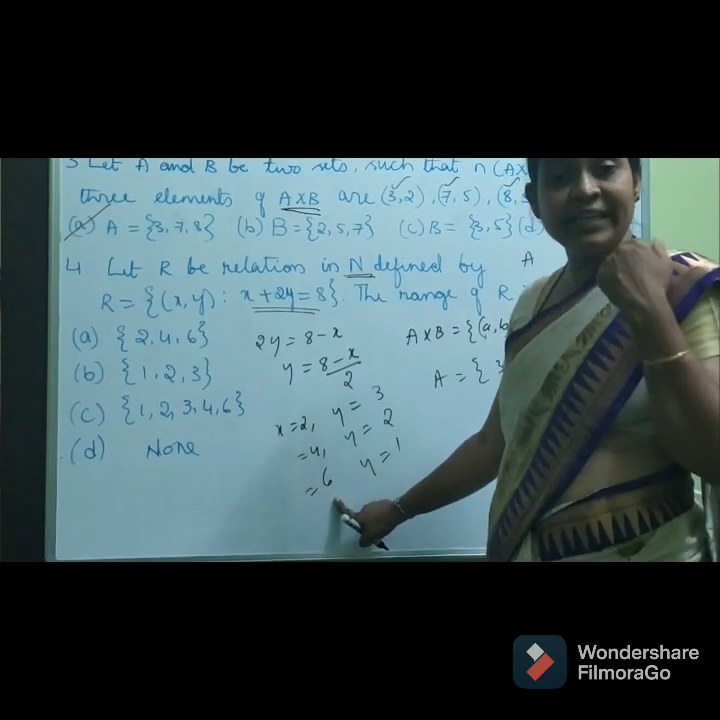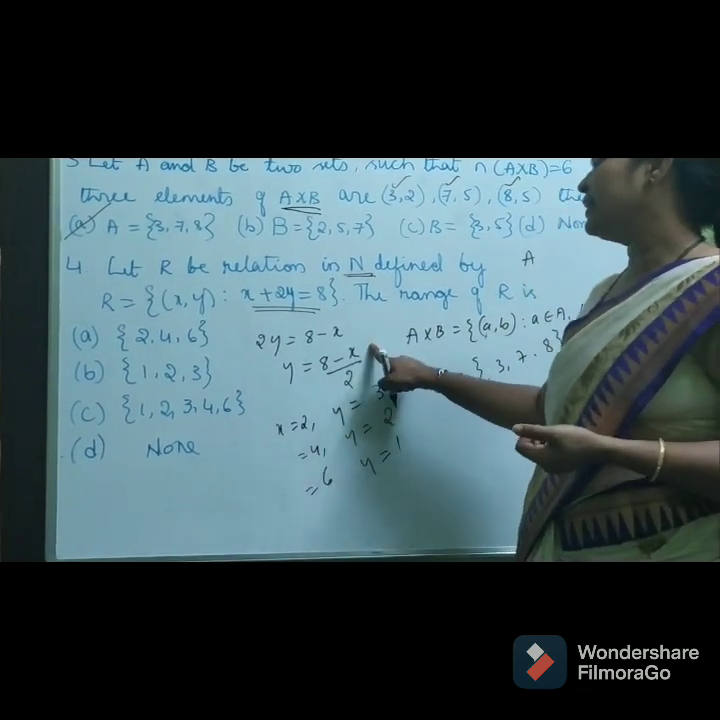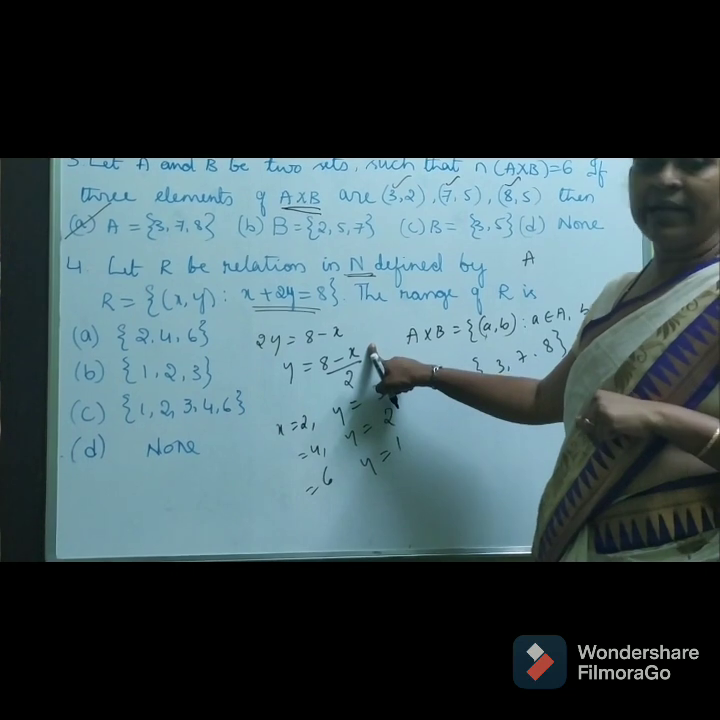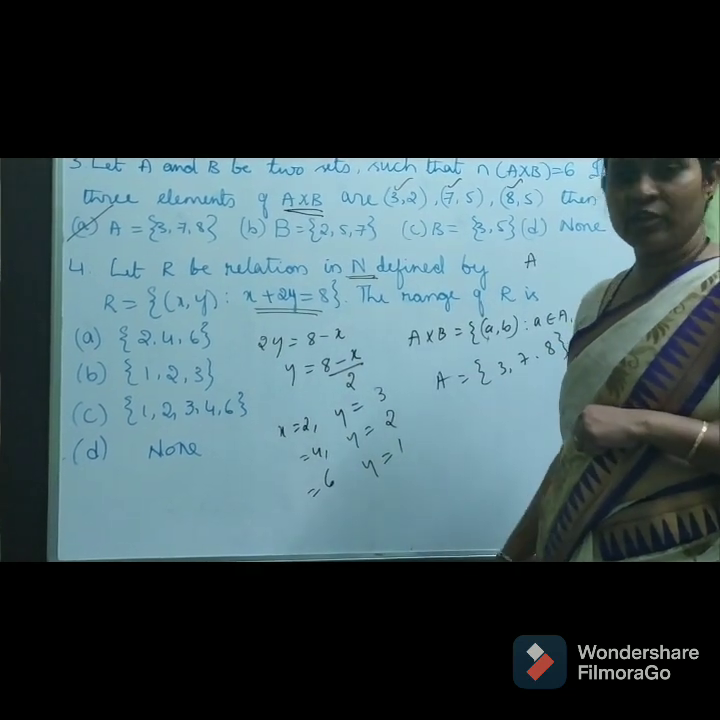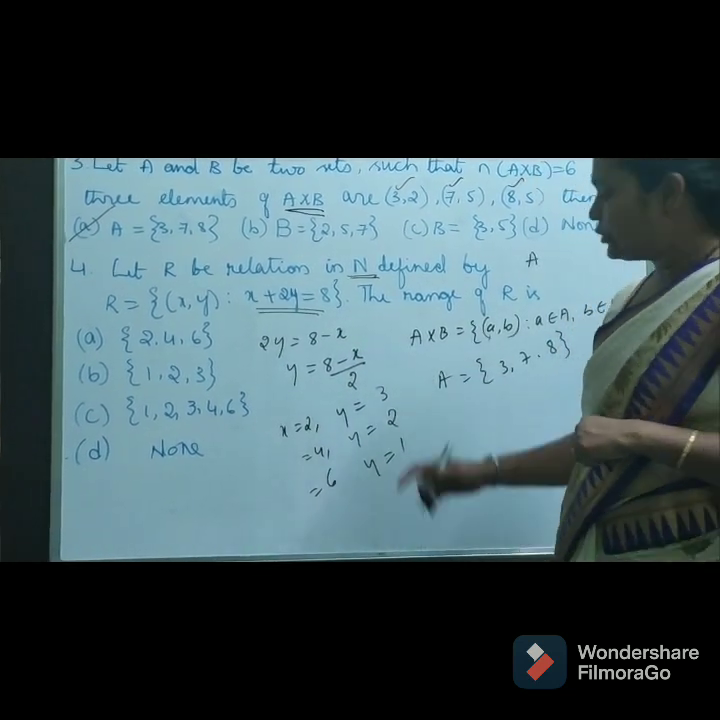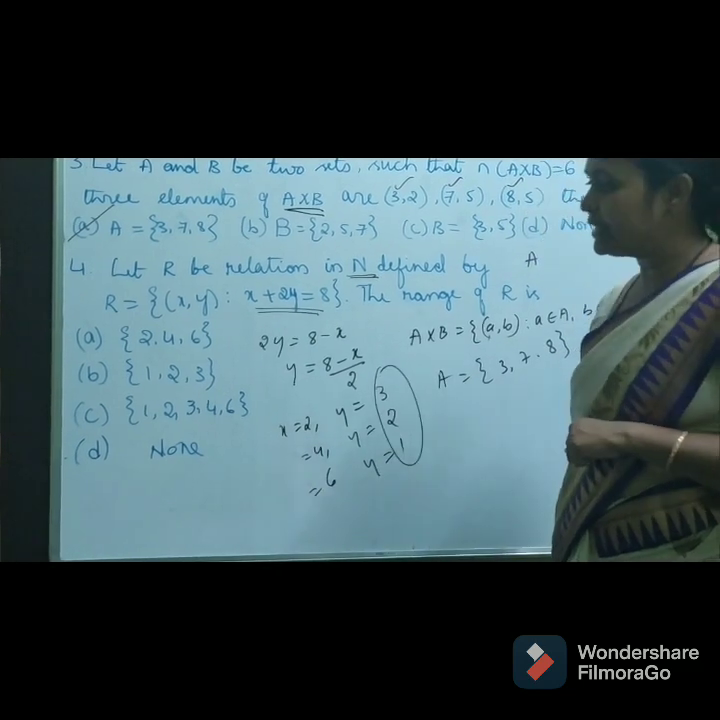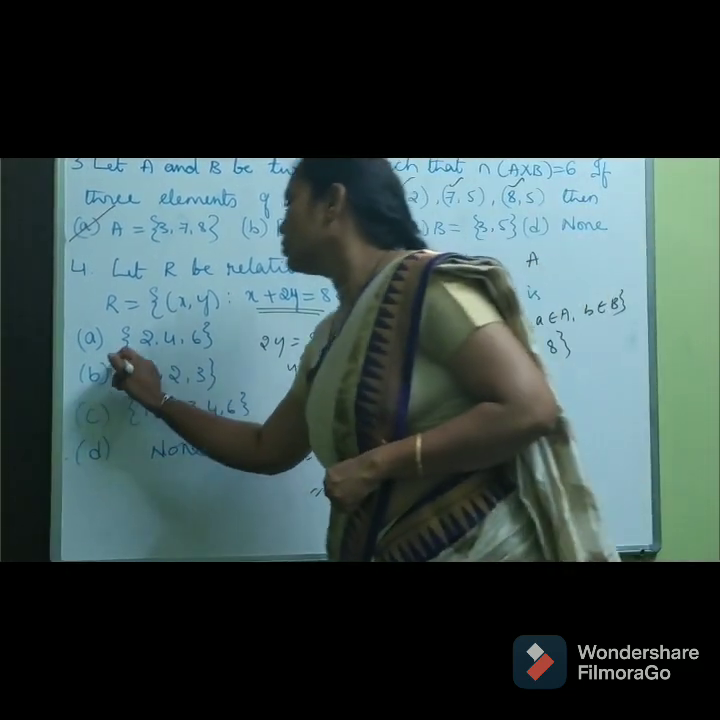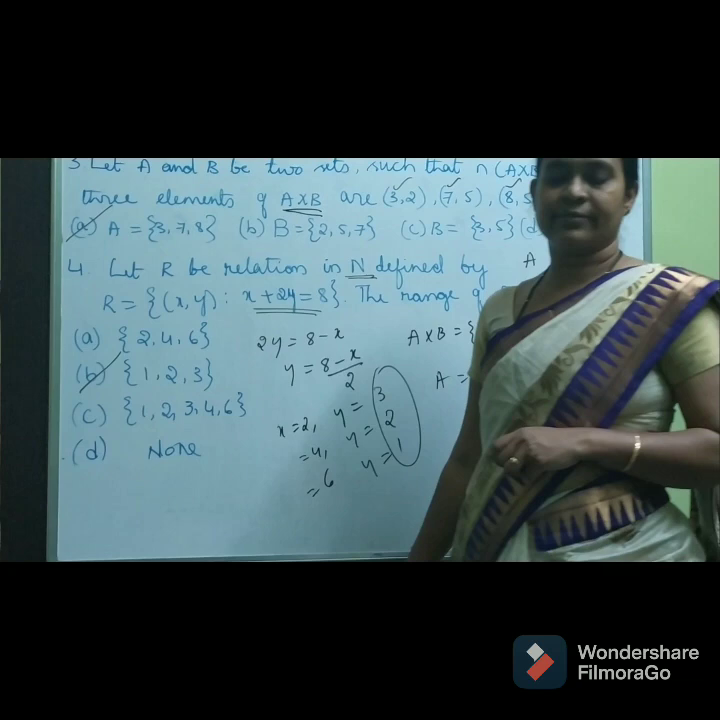After 6, if I take 8, what happens? 8 minus 8 is 0. 0 by 2 is 0, which is not a natural number. You cannot go further. So, y is this much. That is 1, 2, 3. So, this is our correct answer.